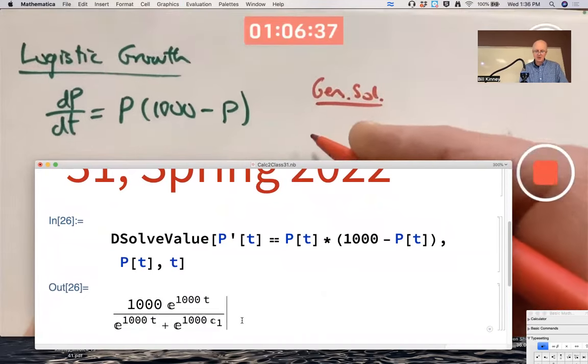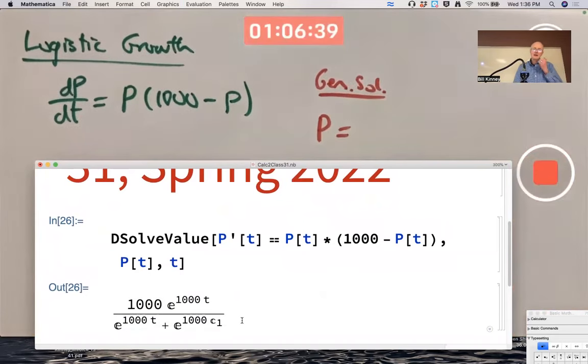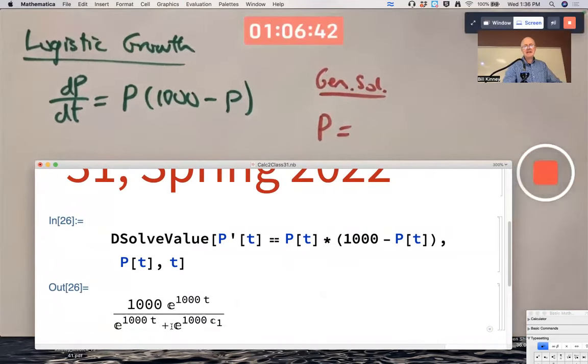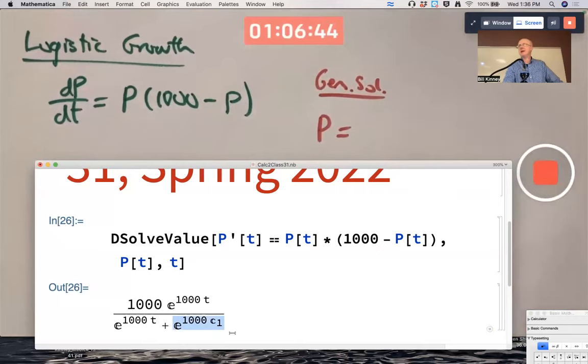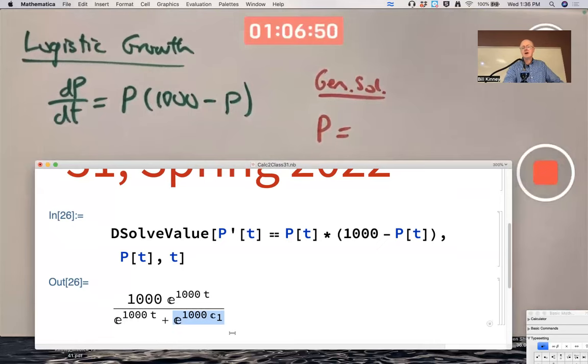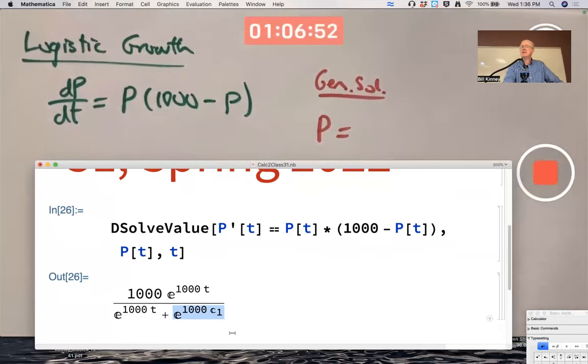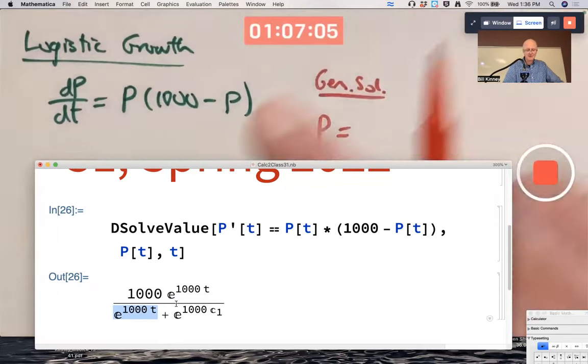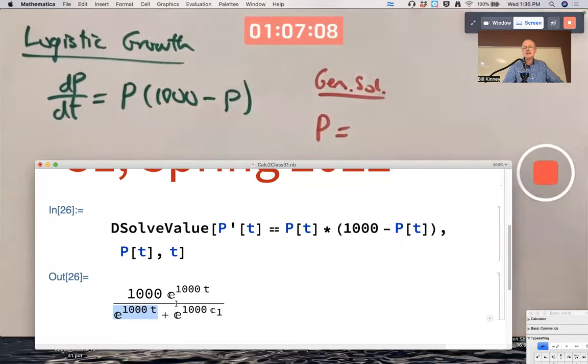What I'm effectively going to do is treat this e to the 1,000 c1 as just a plain old c. That's one change I'm going to make. Another change, and this is traditional, is to divide the top and the bottom of this fraction by e to the 1,000t. It's a really big power for the exponential function. That's why it's maybe not ideal to use 1,000 there. I should have used a smaller number, but not a real big deal.